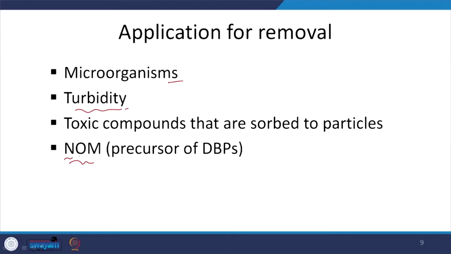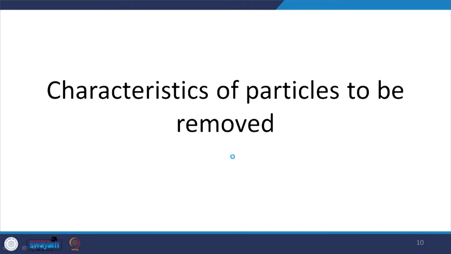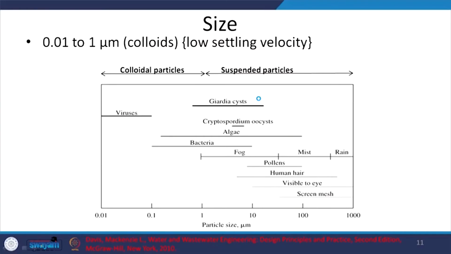So, all this builds up and you have a lot of organic matter, and these are again, as you know, precursors to DBP. So, I want to be able to remove these, and how do I go about that? The first aspect is what are the characteristics of the particles that I want to remove, as in why is it that they do not come together by themselves. First is, why can't I remove them easily?